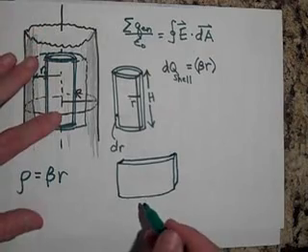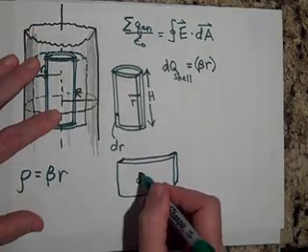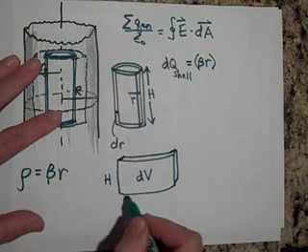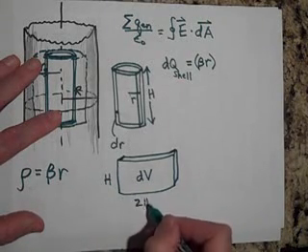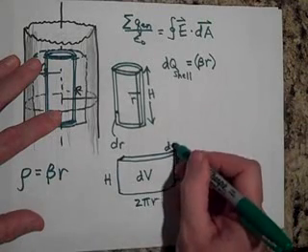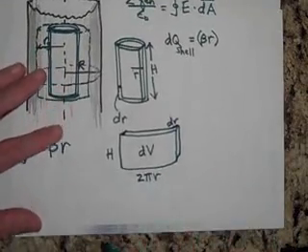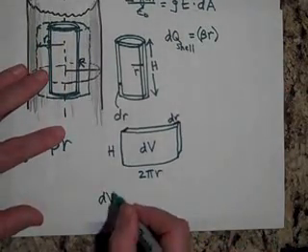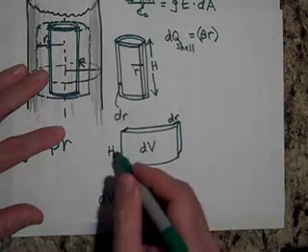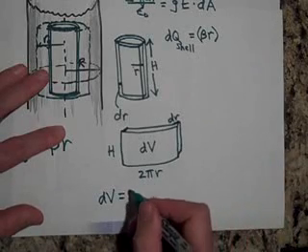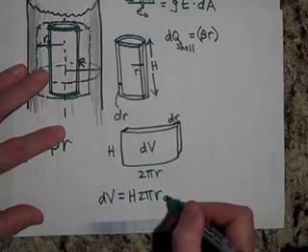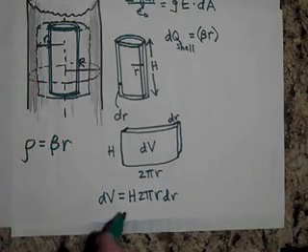Let's see, what is this volume? This volume, dV, what is it? Well, it's got a height h. It has got a length of 2 pi r. And it's got a thickness of dr. So if you want to know what dV is, I'll tell you. dV is equal to the height times the length times the width. So it's going to be h times 2 pi r times dr. That's what the dV is.